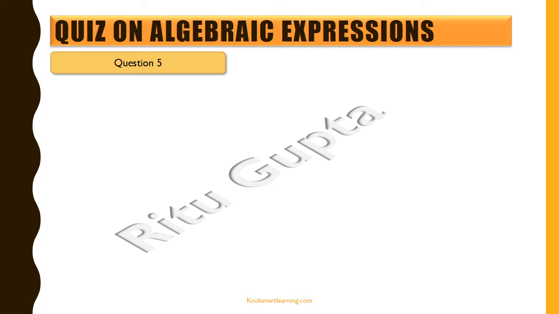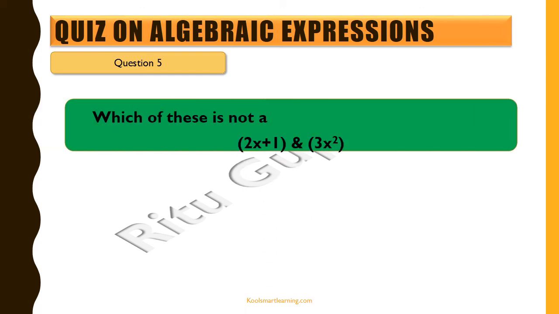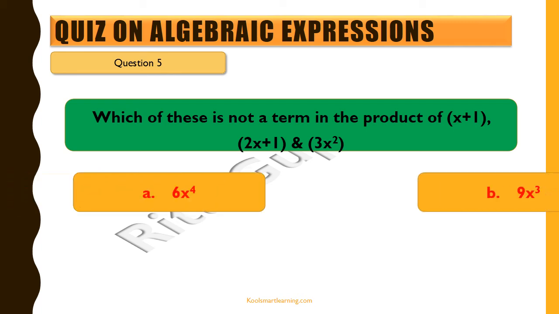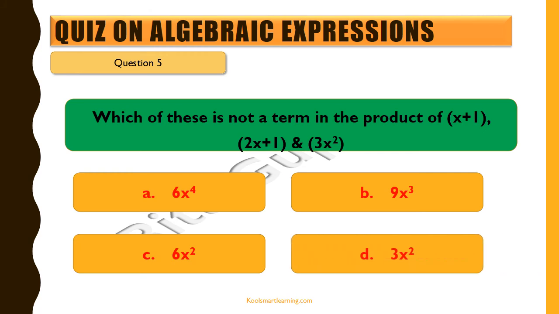The second question to be done is, which of these is not a term in the product of x plus 1 into 2x plus 1 and 3x squared? So these are the three polynomials which need to be multiplied, and you need to tell which of the options is not a term in the product. So here are the options.